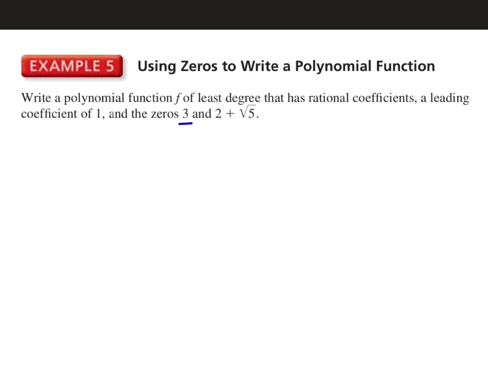So it gives me 3, and it gives me 2 plus square root 5. So I have an irrational number here. So I know that I need its partner. So what else is a 0 of my function? 2 minus square root 5. I need the conjugate pair, because anytime you have an irrational number, you need the pair. If it has a square root, so anything, if you see a square root, you need the positive of that and the negative.